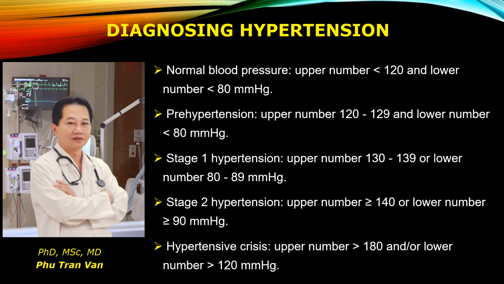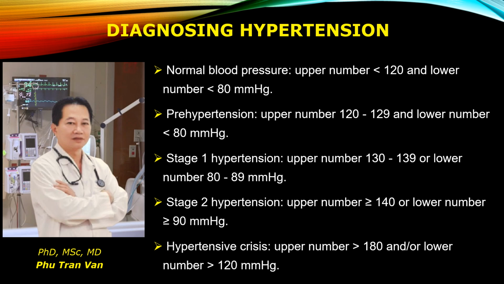First is normal blood pressure, with an ideal blood pressure reading, when the systolic blood pressure is below 120 and the diastolic blood pressure is below 80 millimeters of mercury. Second is prehypertension, when the systolic blood pressure is between 120 and 129 and the diastolic blood pressure is below 80 millimeters of mercury. Third is stage 1 hypertension, when the systolic blood pressure is between 130 and 139 or the diastolic blood pressure is between 80 and 89 millimeters of mercury.